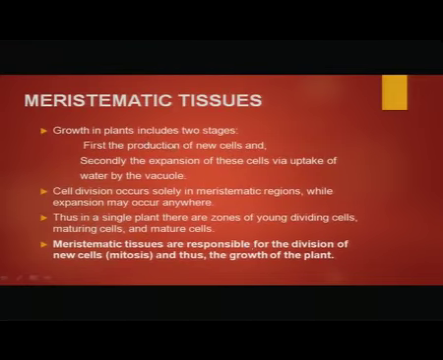Growth in plants includes two stages. First, the production of new cells, and secondly, the expansion of these cells via uptake of water by the vacuoles. Now, cell division occurs only in the meristematic regions, while expansion may occur anywhere else.